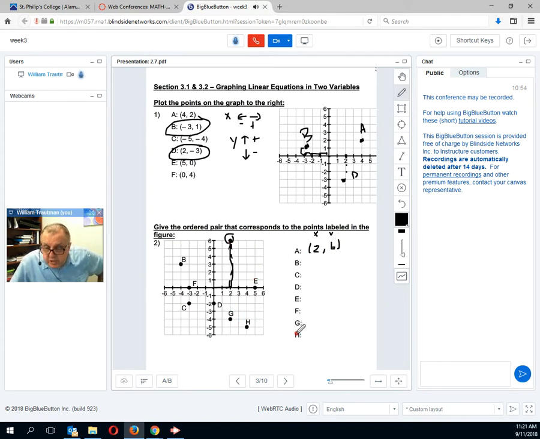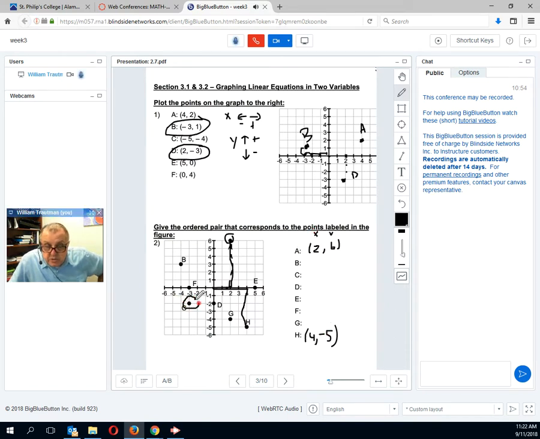Let's do H. If you start at the origin, to get to H, you always go in the x direction first, right or left. The x direction is 4, and then we go down 5, negative 5. Y down is a negative direction, and so H is 4, negative 5.